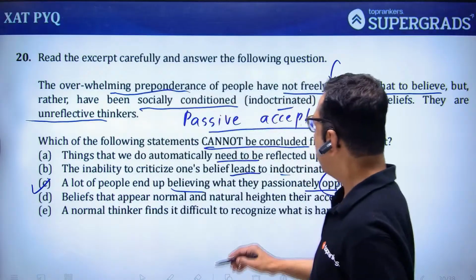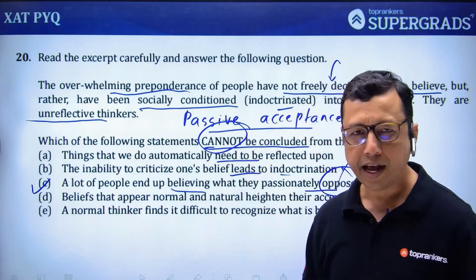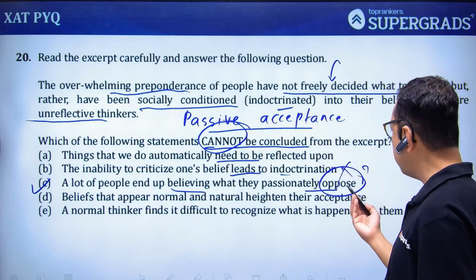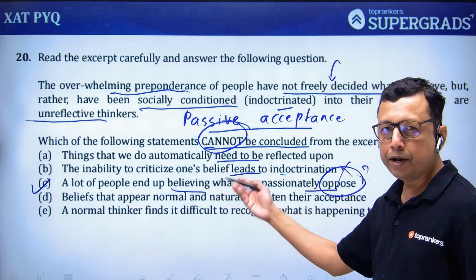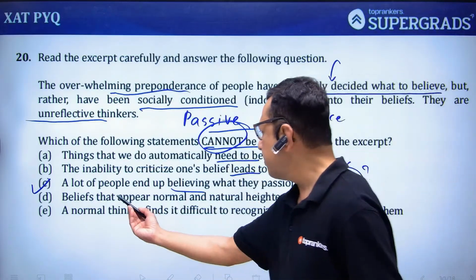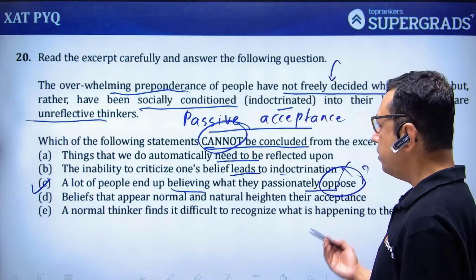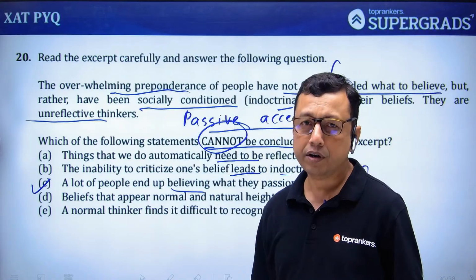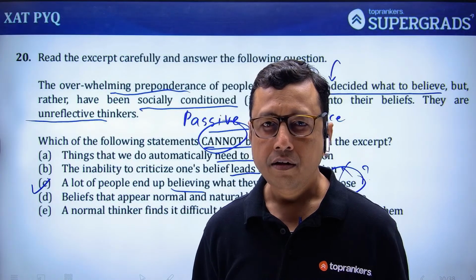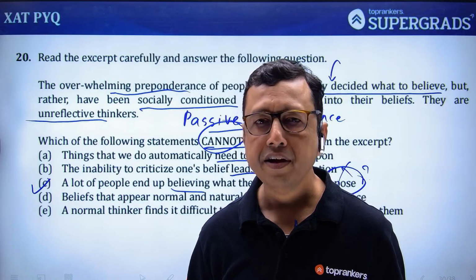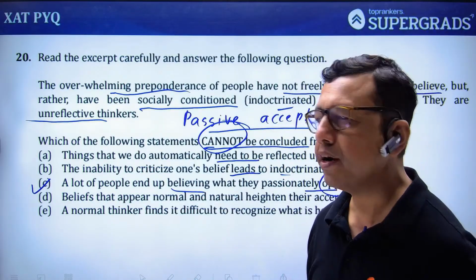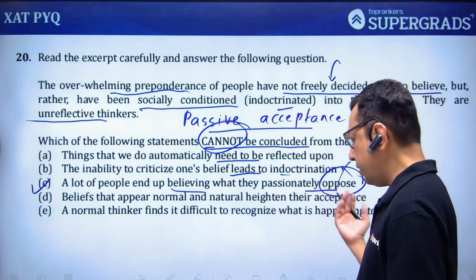Finished, because it says cannot be concluded. As simple as that. This is not mentioned in the passage. The paragraph does not say we are made to believe something that we oppose. No, it doesn't say so. Beliefs that appear normal and natural heighten their acceptance. This can also be concluded because since we don't reflect, anything that comes our way, we don't give it a second thought, and then we naturally accept it.